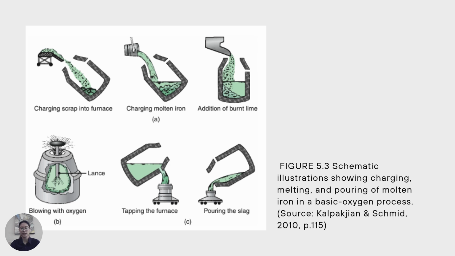In the third image, we add burnt lime and sometimes dolomite. These fluxing materials help combine with the impurities to form a molten slag that floats on the surface and can later be removed easily. Now, in the fourth image, we see the heart of the process, blowing oxygen through a lance. A water-cooled oxygen lance is lowered from the top, and high-purity oxygen is blown at supersonic speed directly onto the molten metal. This oxygen reacts vigorously with carbon, silicon, and other impurities, producing oxides, which either escape as gas or become part of the slag. This reaction is highly exothermic, generating the heat needed to keep the steel molten without adding fuel.